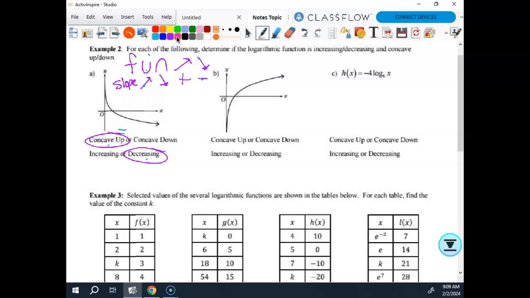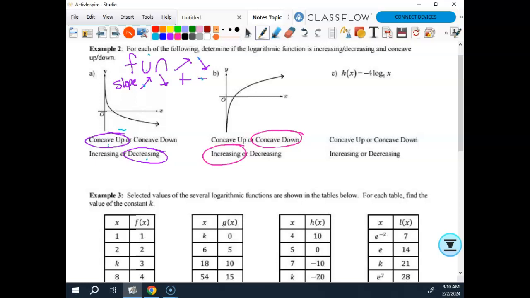Is the function concave up or concave down? Concave down. What does that tell you about the rate of change? It is decreasing. Is the function increasing or decreasing? Increasing. What does that tell you about the rate of change? It's positive. Okay? Make sense? That fun chart is important. Okay. So now let's look at C.